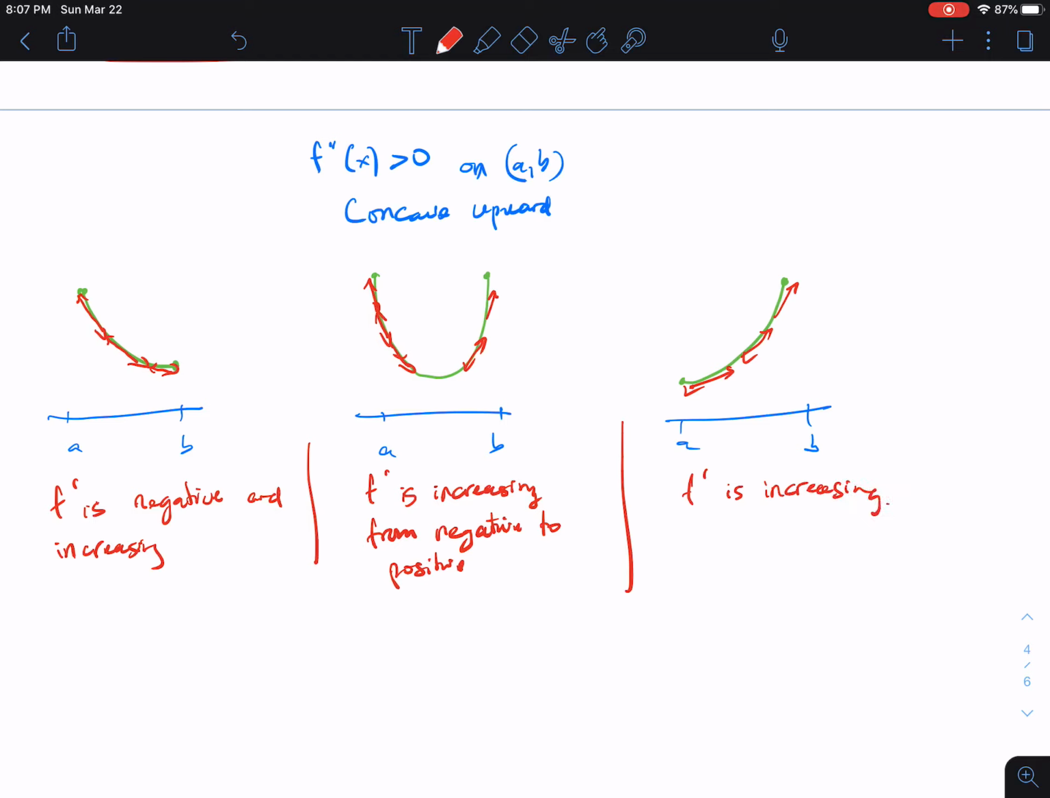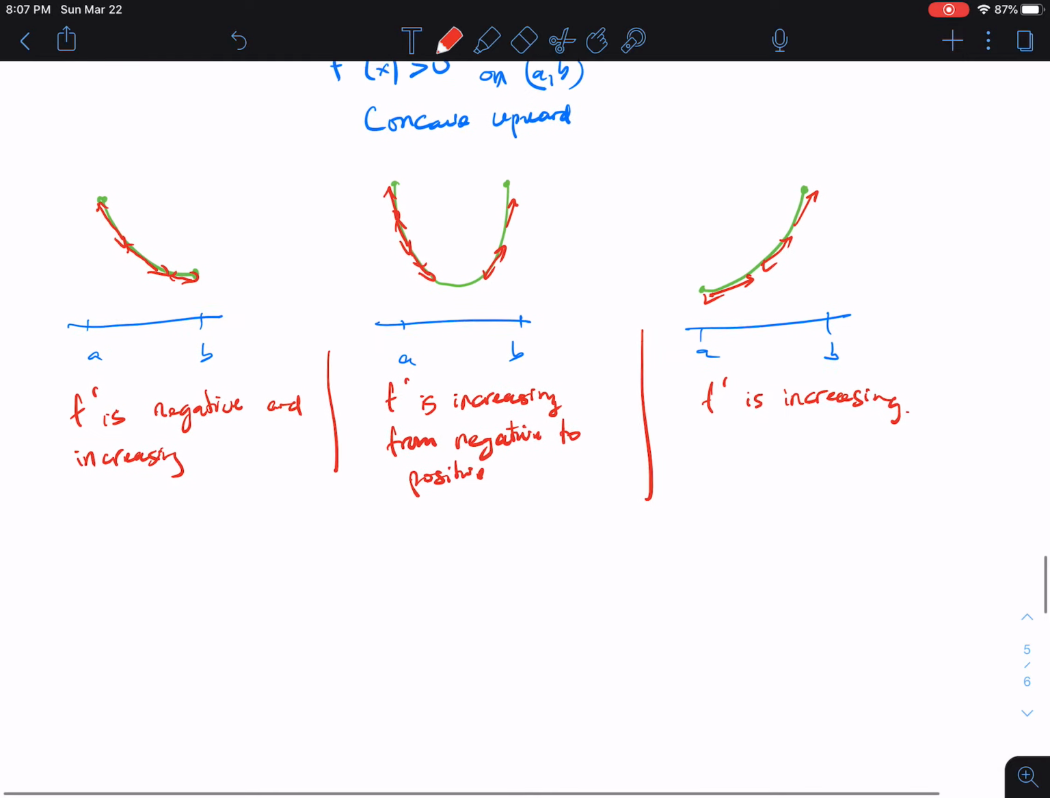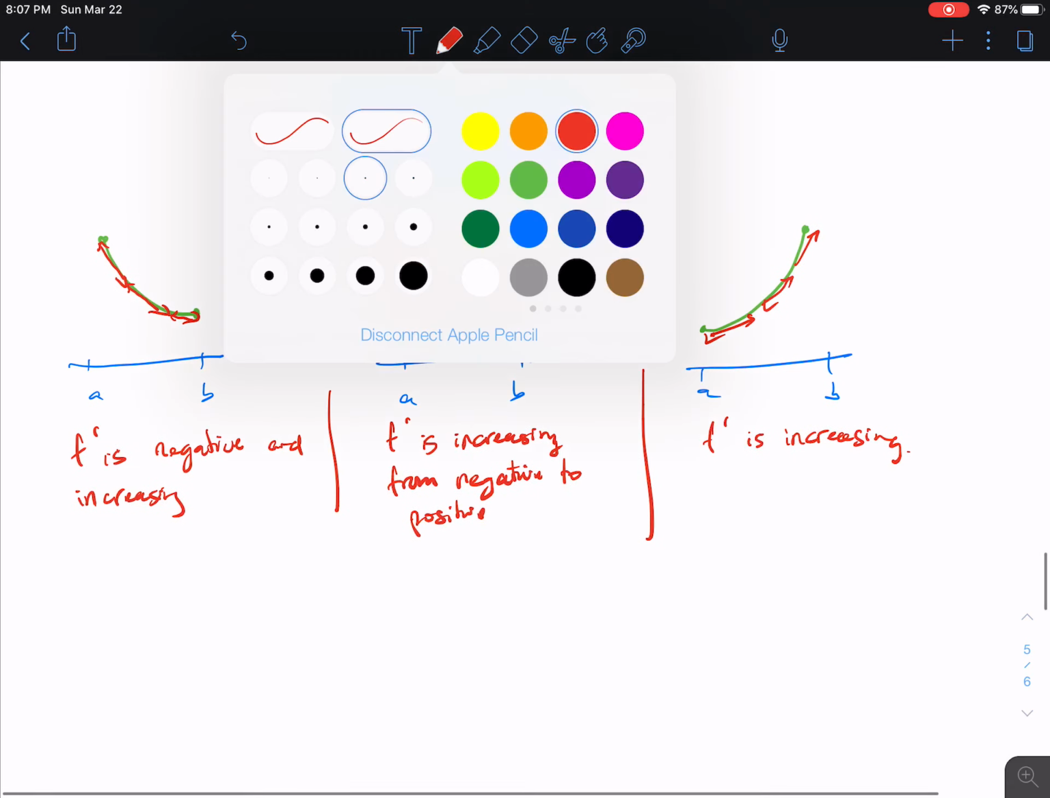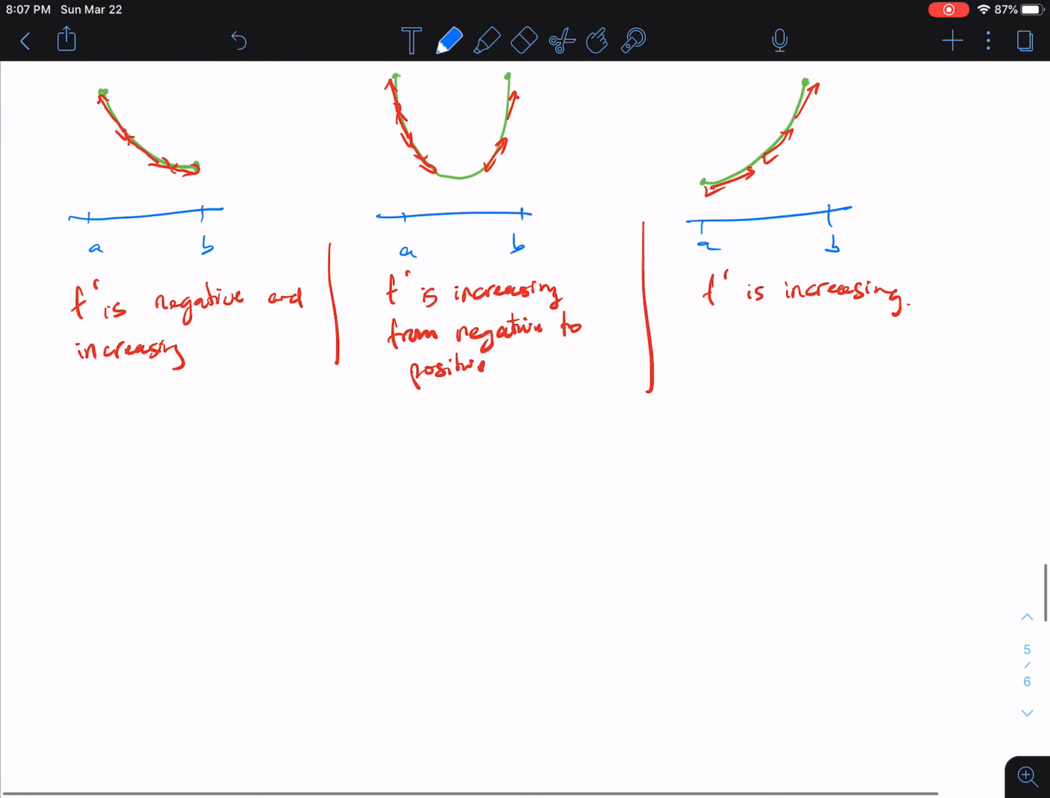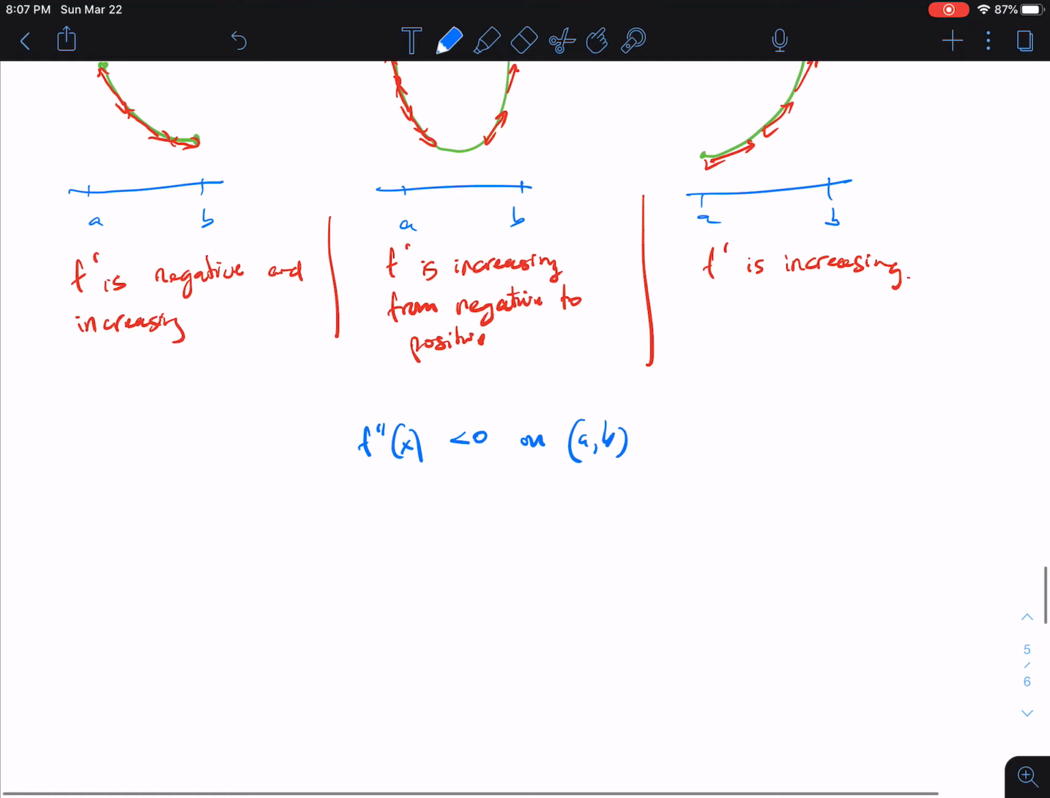So these are three different types of graphs. We may say that the function has a behavior of concave up. Let's look at another. Let's look at concave downward. This is where we have f double prime of x less than 0 on interval AB. So this would be concave downward.